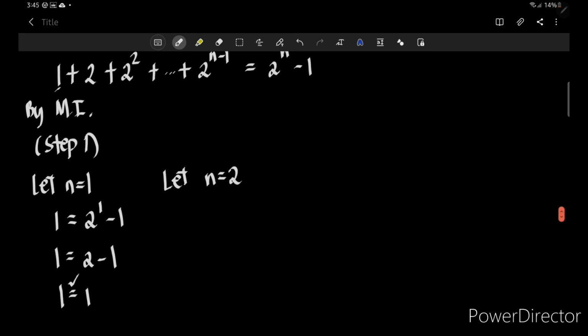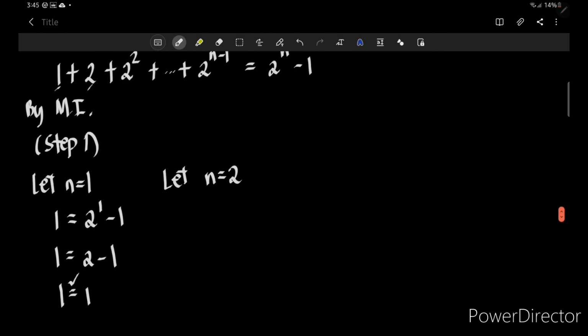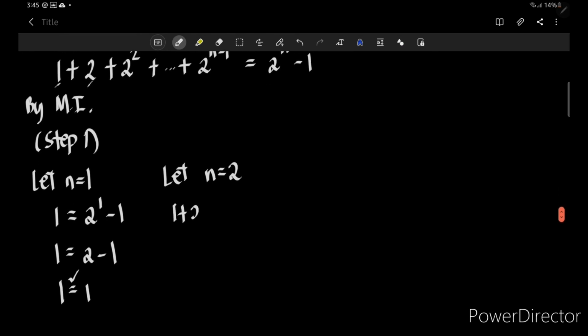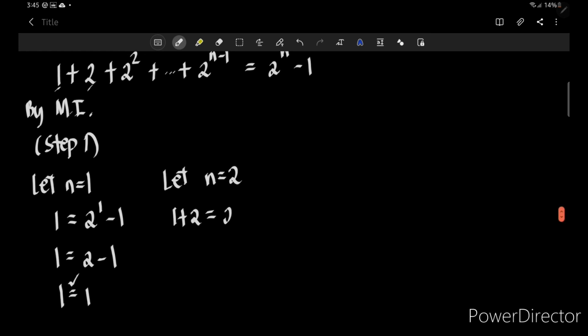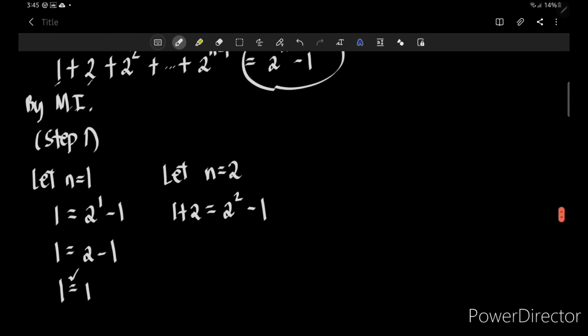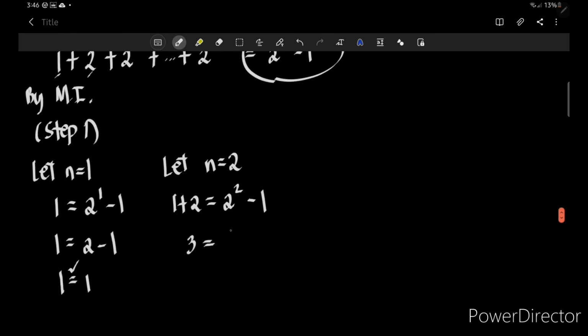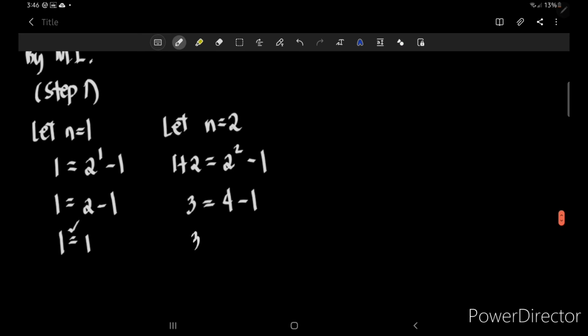If n is 2, kailangan lang natin ng dalawang terms. So we have 1 plus 2 equal 2 raised to 2 minus 1. Palitan mo lang ng 2 yung n. So we have 3 sa left side. On the right side, we have 2 raised to 2, which is 4, minus 1. And there you have it. 3 is equal to 3. And that is checked for n is equal to 2.